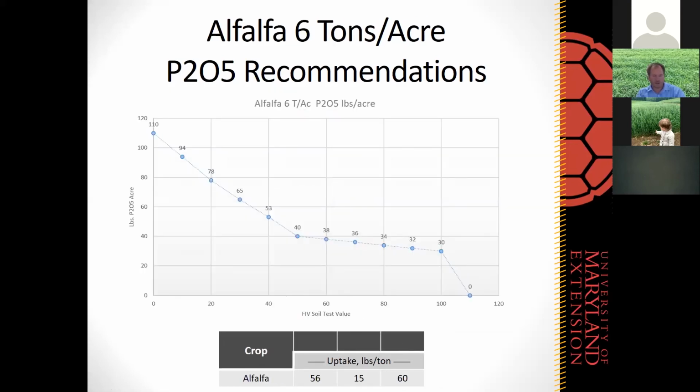And the same thing is true for alfalfa. Again, we're taking off about 15 pounds per ton, but if you're taking off 6 tons, you're up at 85, 90 pounds that you're actually taking off. And you can see here, we're not putting that much quite back on. So we need to really watch it on our highly productive fields, how much phosphorus we're taking off versus putting on.